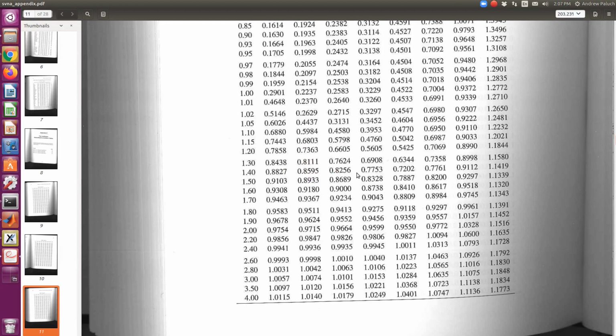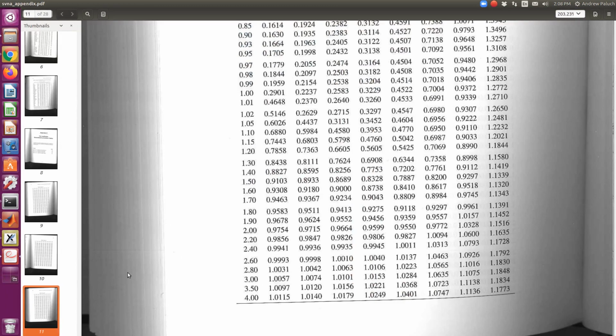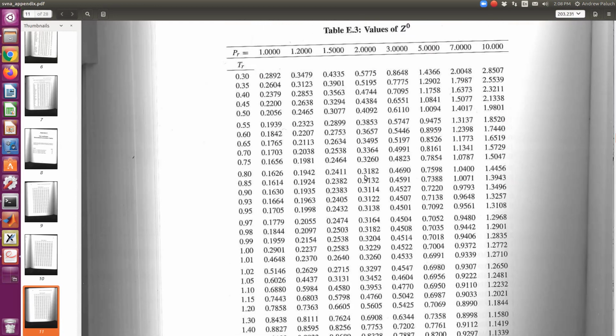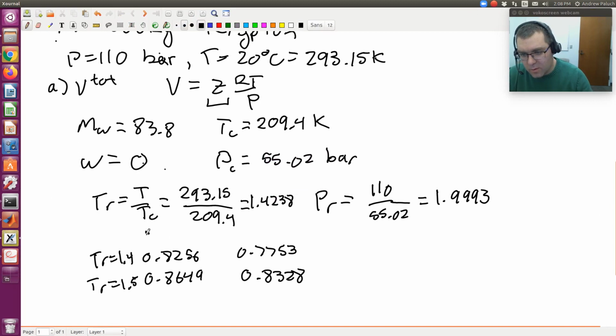Okay, so this is reduced temperature of 1.4. This is 1.5. Then in terms of my columns, this is reduced pressure of 1.5, and here's my reduced pressure of 2.